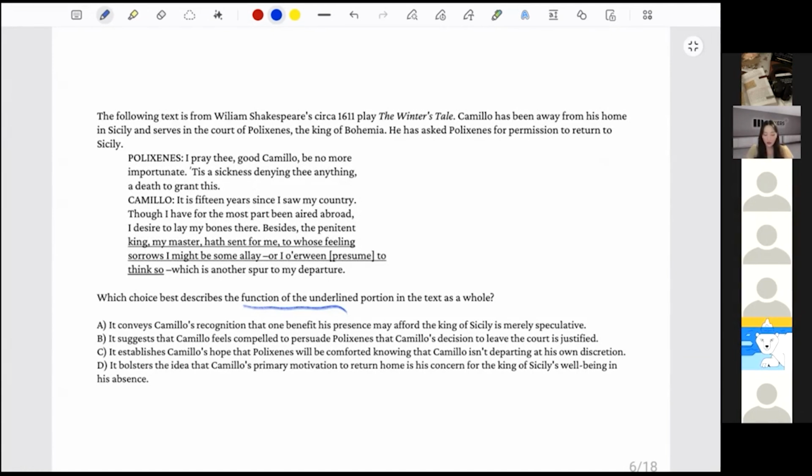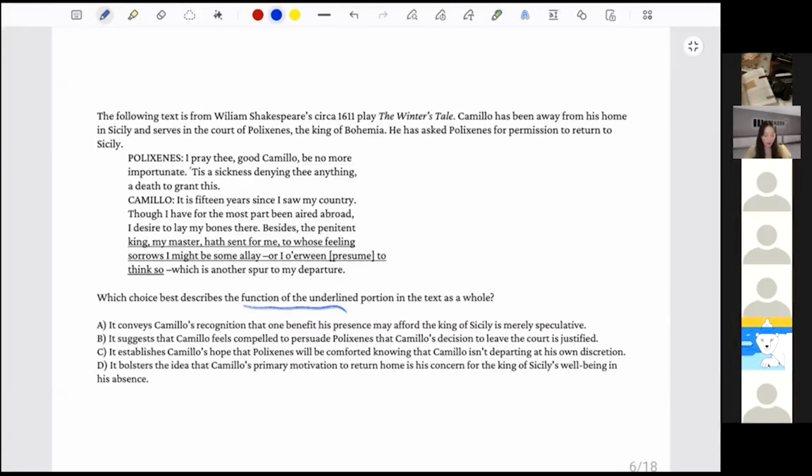A, it conveys Camillo's recognition that one benefit his presence may afford the king of Sicily is merely speculative. B, it suggests that Camillo feels compelled to persuade Polixenes that Camillo's decision to leave the court is justified. C, it establishes Camillo's hope that Polixenes will be comforted, knowing that Camillo isn't departing at his own discretion.